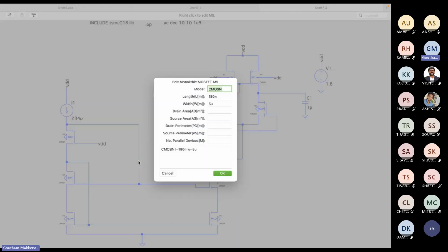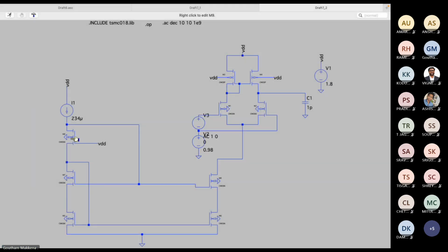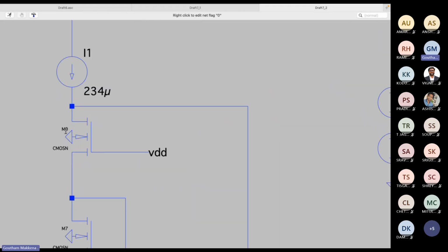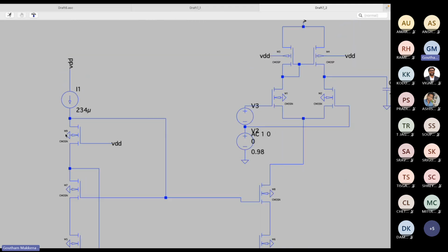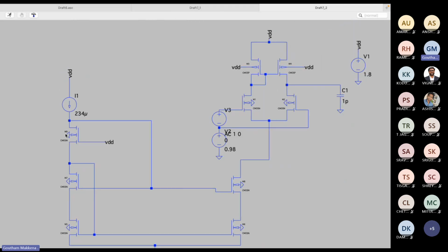Now an important question: can I use these curves to size this MOSFET M9? This is M9, right? You can see the name M9. Can I use the curves that I gave you, the MATLAB curves, to size this particular MOSFET?